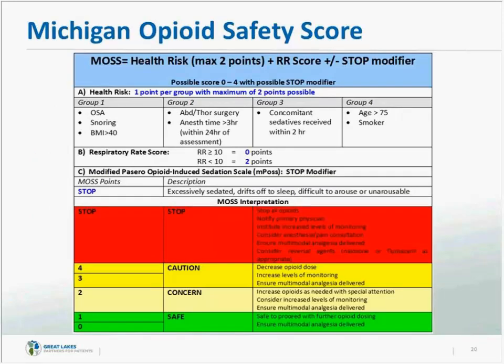So a little bit out of order, but we're going to talk here first briefly about the Michigan Opioid Safety Score. Again, if you treat pain just based on a number, you're going to find that you're going to potentially harm patients and treat pain inappropriately, as we've already discussed.